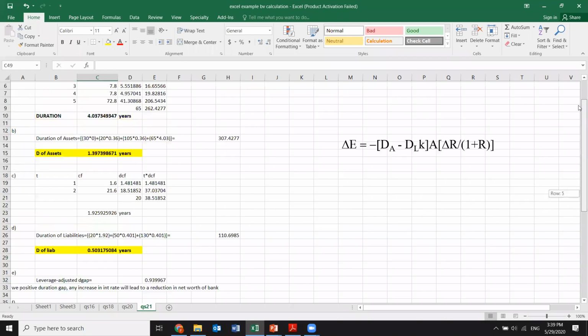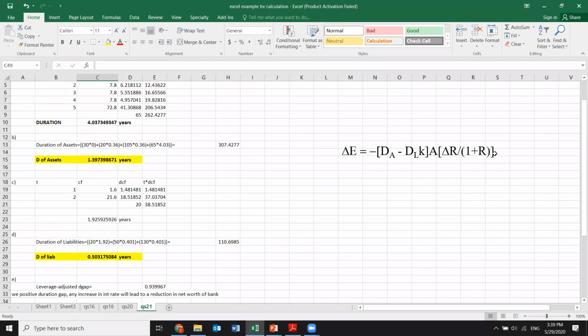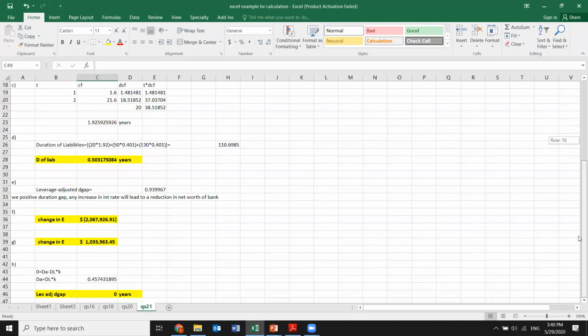As you can see here, in all this multiplication, if the adjusted leverage duration gap is equal to zero, that means multiplying by size and by the relative change in the interest rate will bring the effect on net worth to zero.